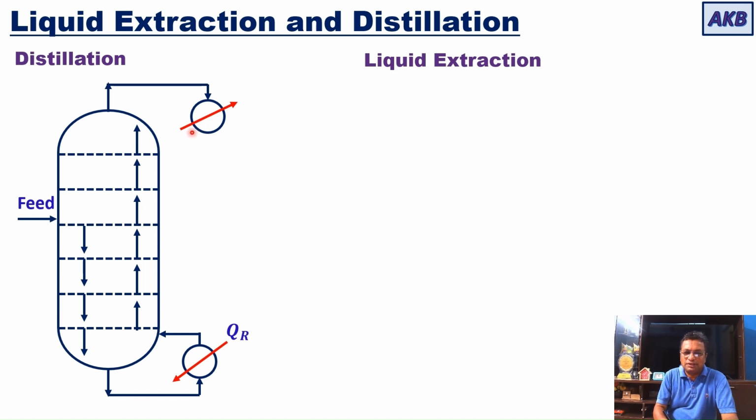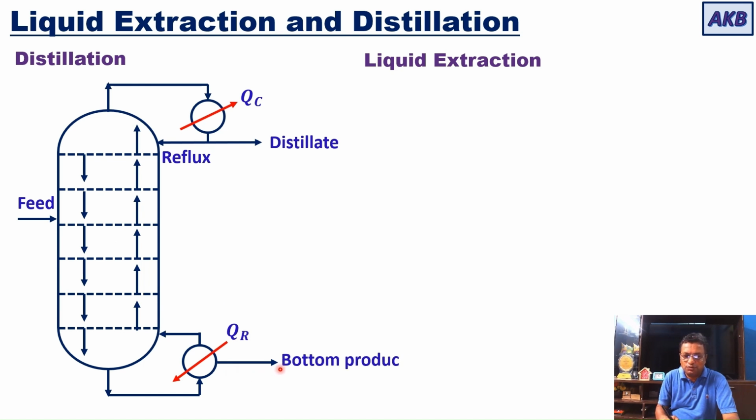Then the vapors are condensed by using cooling water. The resulting condensate is divided into two parts. One is taken out as the top product or distillate. The other portion is sent back to the column as reflux. After entering the column, the reflux will be joining the liquid part of the feed on the feed plate. So in this way, and then you are taking the bottom product out from the reboiler.